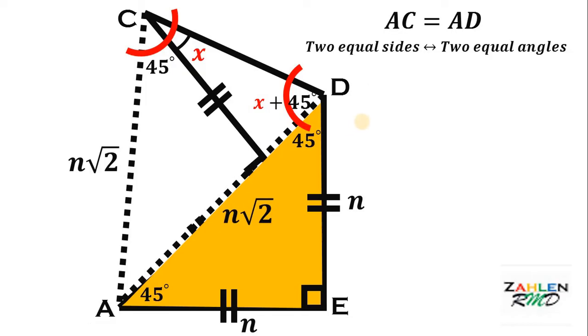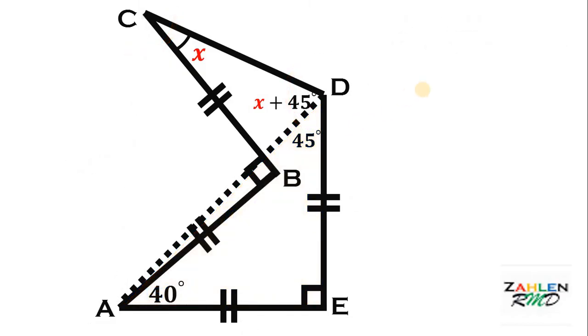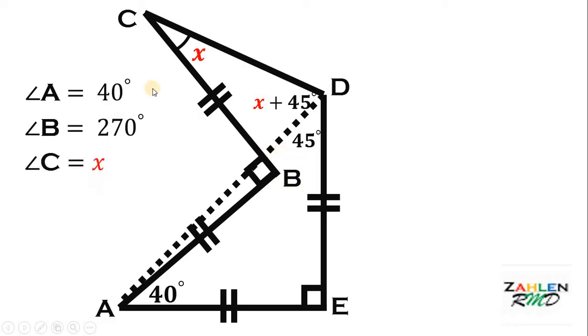Now let's focus on our diagram. At this point, take note that angle A must be equal to 40 degrees. Angle B is a reflex angle, which is 270 degrees. Angle C measures x degrees. Angle D measures x plus 90 degrees. And angle E must be 90 degrees.